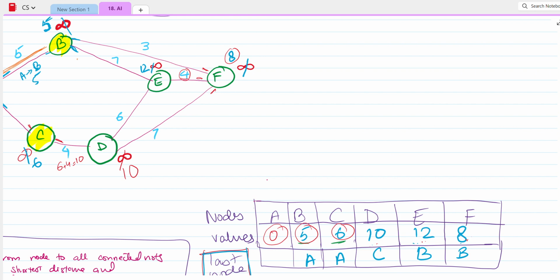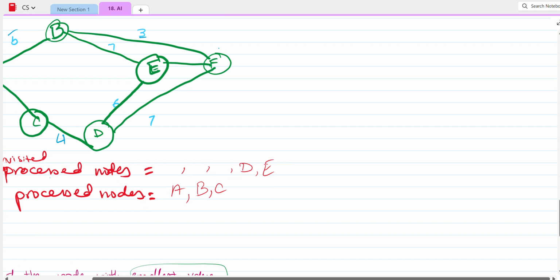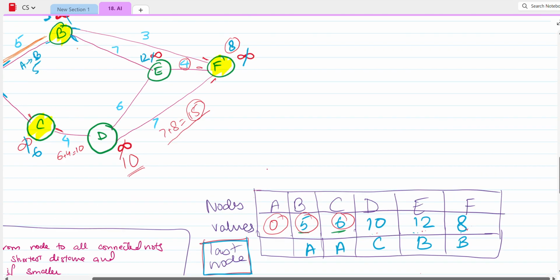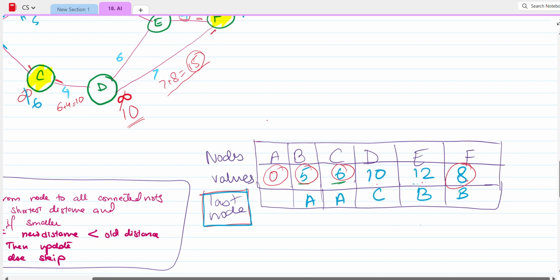Then F to D, 7 plus 8, which is 15. So the new value is greater than the old value, which was 10. So we don't update it. Now we say that we have looked at all the nodes connected to F, so F is now processed and its value is 8.